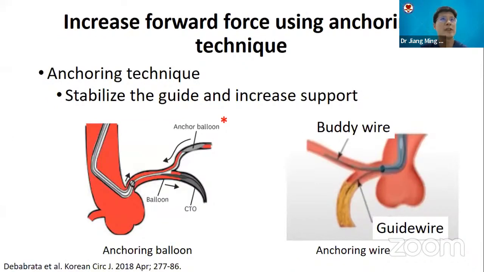Another commonly used technique is the anchoring balloon support, which offers additional support by inflating a balloon in the proximal side branch to enhance the guide catheter stability and alignment. Appropriate sizing of the anchoring balloon is crucial to prevent side branch dissection or perforation. Similarly, as shown in the right-hand diagram, the wire can also be used as an anchor by positioning it in the side branch, which helps to stabilize the guide catheter and offer support.